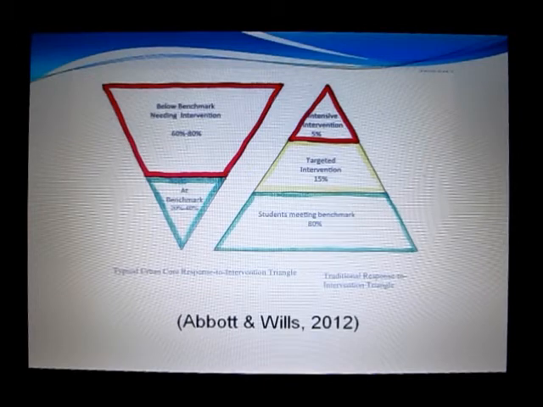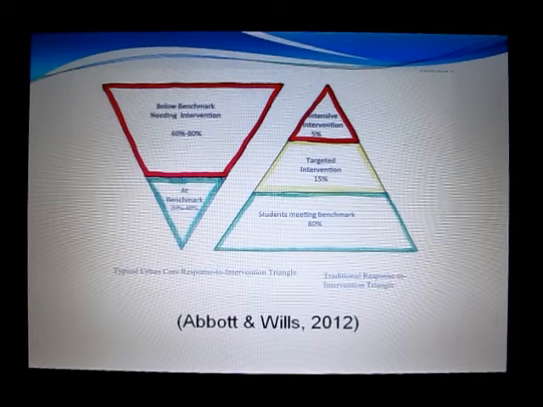So when you have a setting like this where your pyramid is upside down, you still would use response to intervention in the same way, but because you have such a large percentage of students in that red section, you'll have to pool a lot more of your resources to be able to provide the students with all of the supports that they need to be able to turn your pyramid right side up.